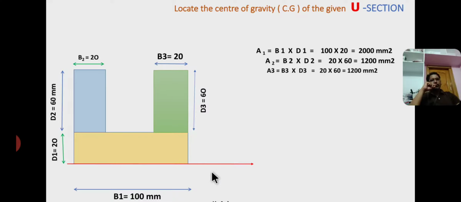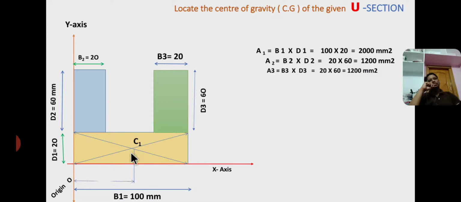Now this is x axis, this is y axis, and this is origin. Now I am drawing the diagonal lines to locate the individual centroids. So the intersecting point of diagonal lines is the centroid, where C1 is the centroid of the bottom rectangle at a distance of x1 from y-axis and y1 from x-axis. So this is x1, this is y1.